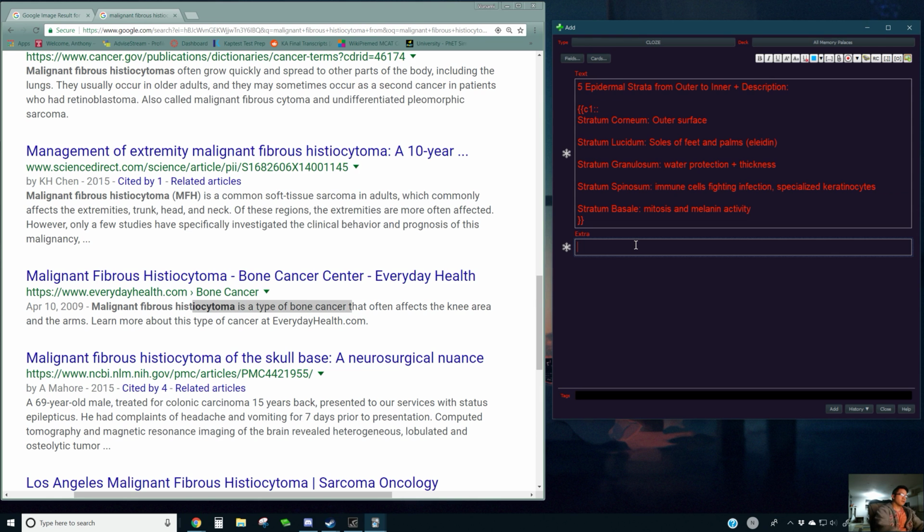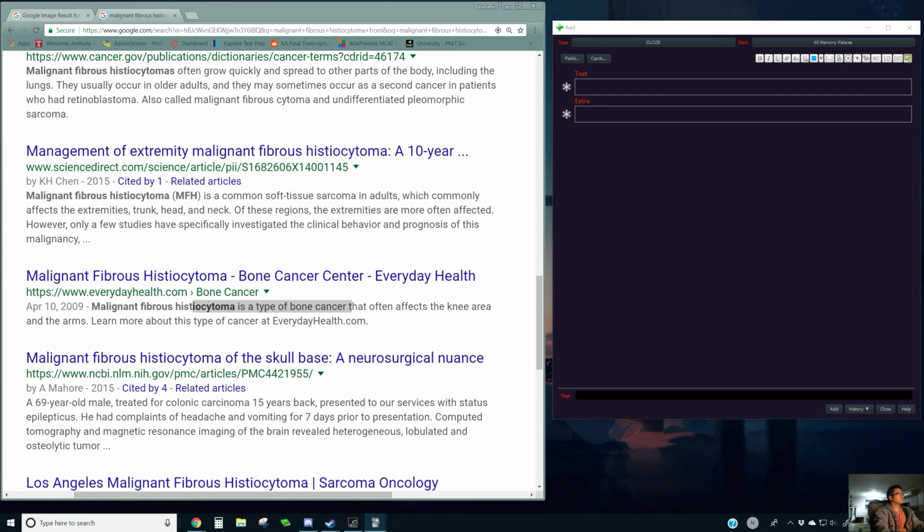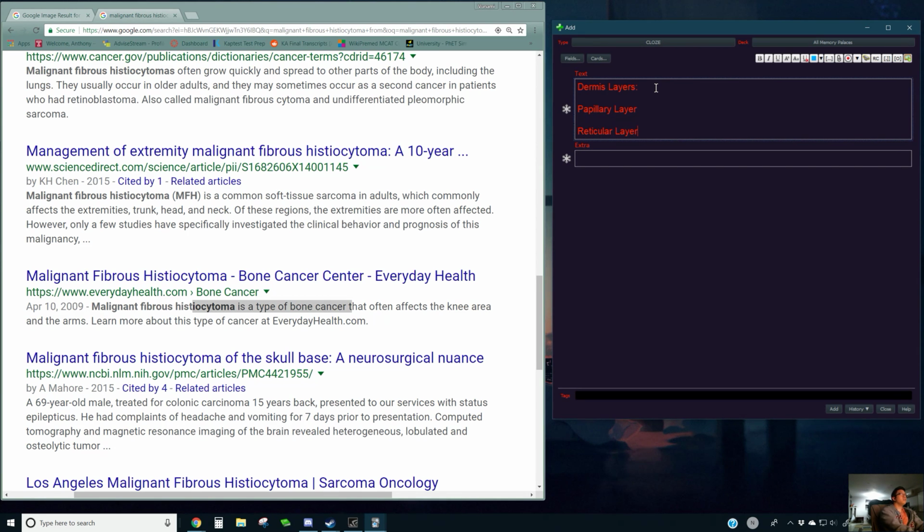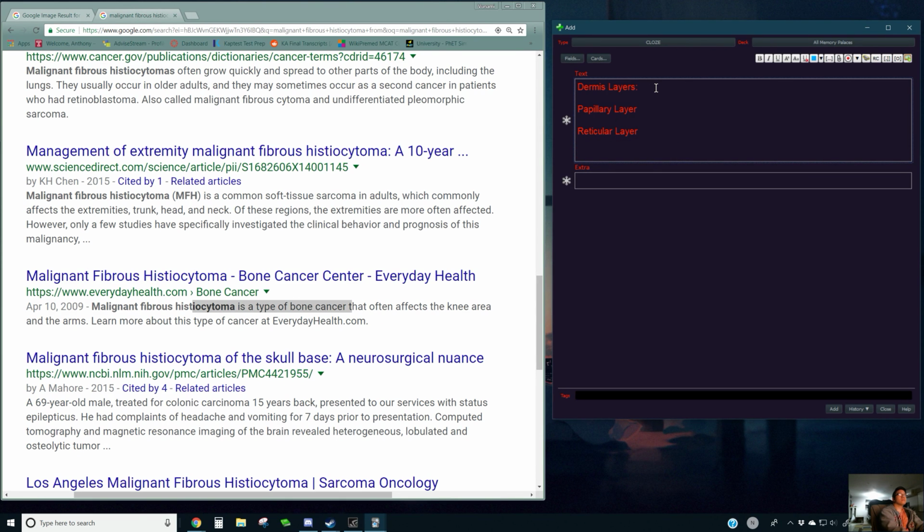Alright. Futurama. Called papillary layer? Yeah, it is. Reticular layer. I mean, that's it, really.